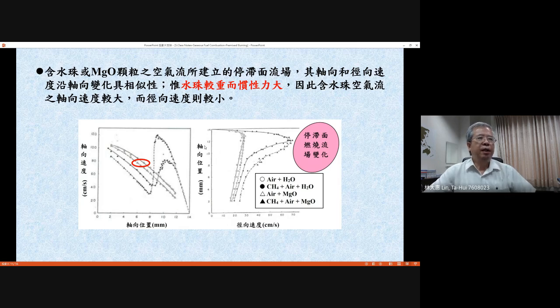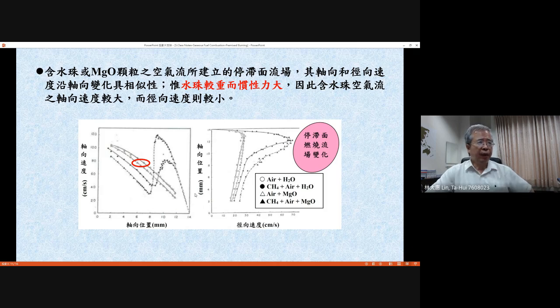Here we apply the water particles and the magnesium oxide particles separately for two sets of experiments. Now the open circle and the open triangle represent the velocity distributions measured using water and magnesium oxide particles, separately. The left-hand figure represents the axial velocity variations along the axial coordinate. The right figure represents the radial velocity along the axial coordinate.